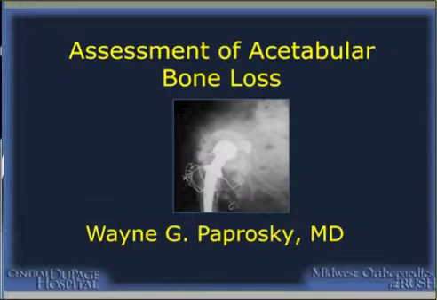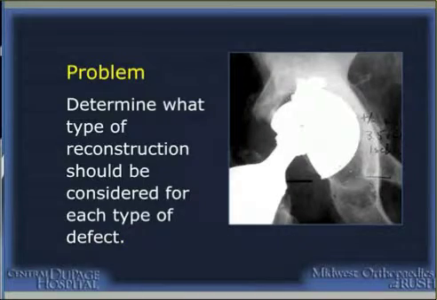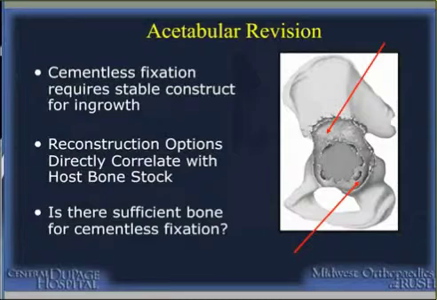Thinking through this, we have to look at acetabular bone loss. What's important is to determine what type of reconstruction should be considered for each type of defect. What's extremely important is to get the acetabular component fixed on the anterior superior wall and the posterior inferior wall. Both of those pillars have to be present, and if they're not present, they have to be reconstructed, and the other speakers will discuss this.